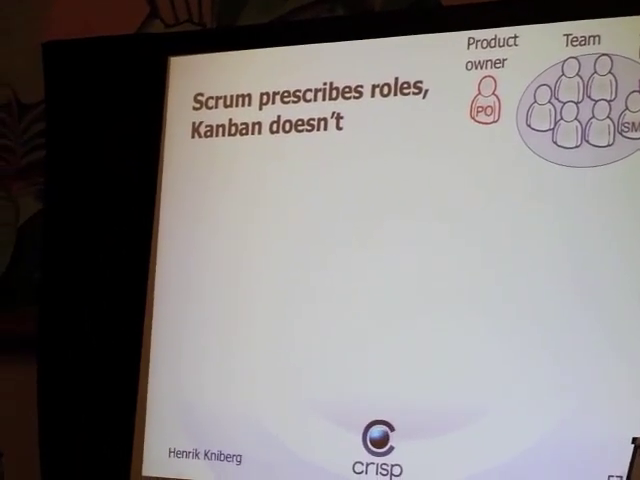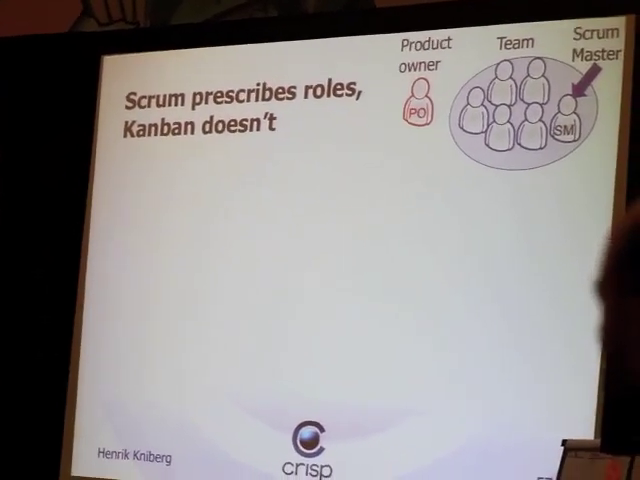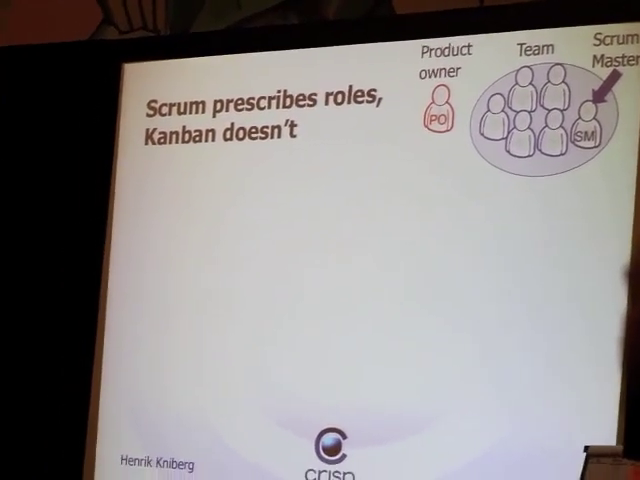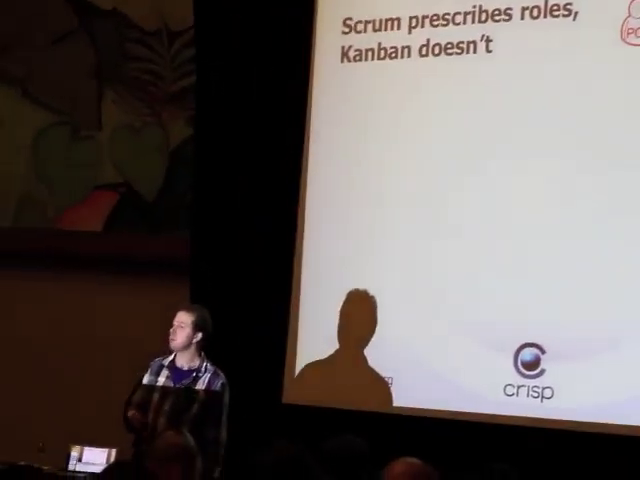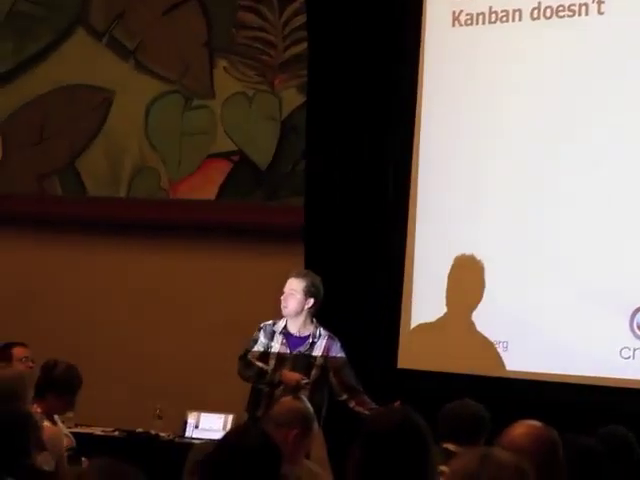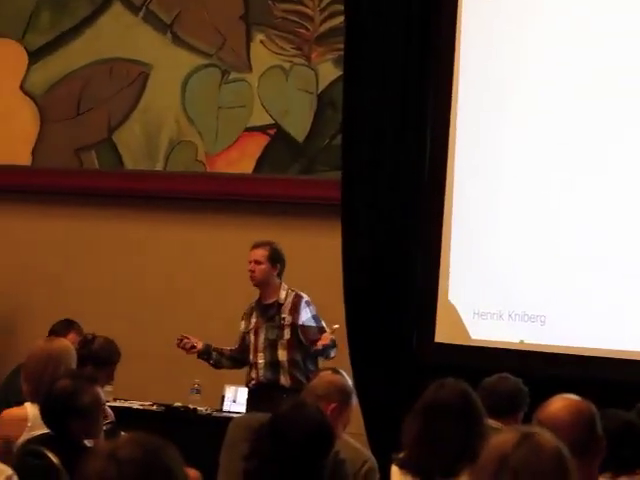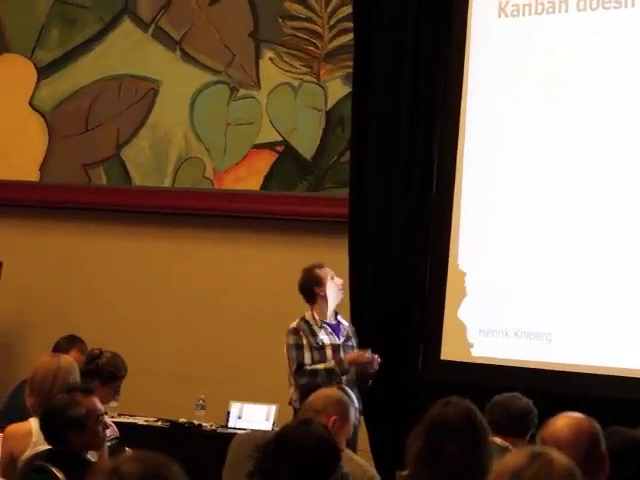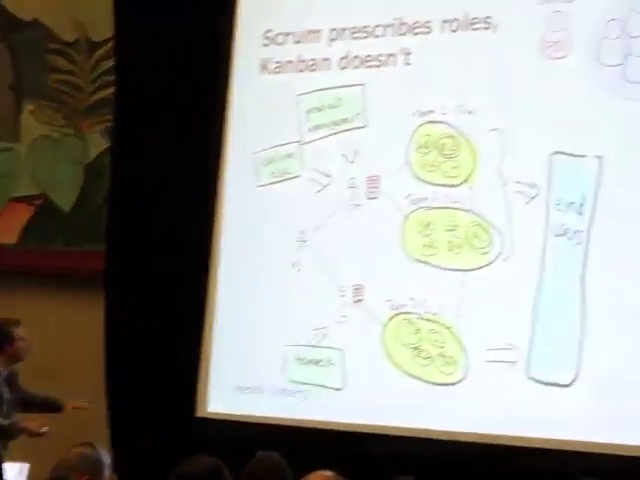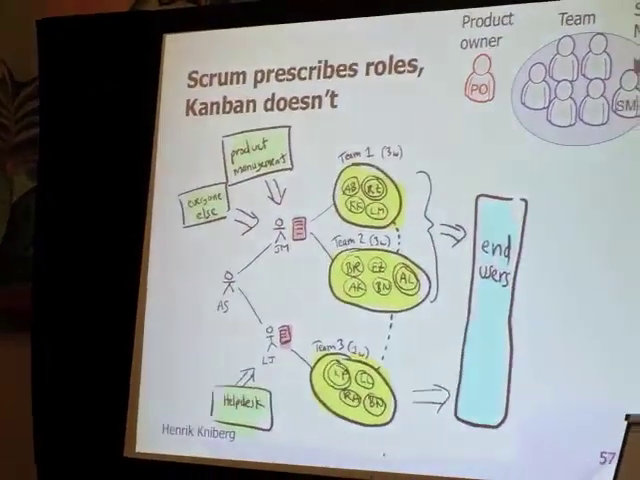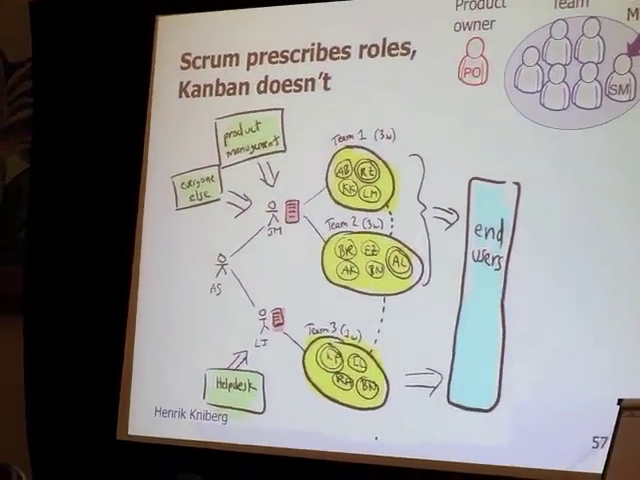Scrum prescribes roles, Kanban doesn't, right? But that doesn't mean you don't have roles in Kanban, it just means that you get to decide for yourself what they are. So you might start from the Scrum roles if you like them, and if you don't like the Scrum roles, you can use whatever other roles you think you need. So you build up your topology, your structure, and Kanban just simply doesn't tell you what to do in this case.